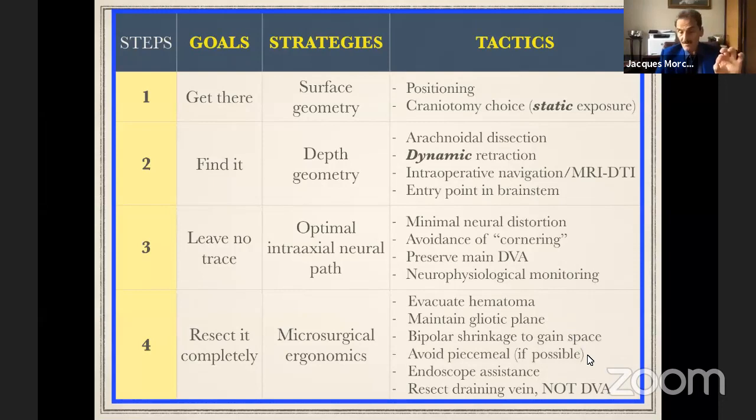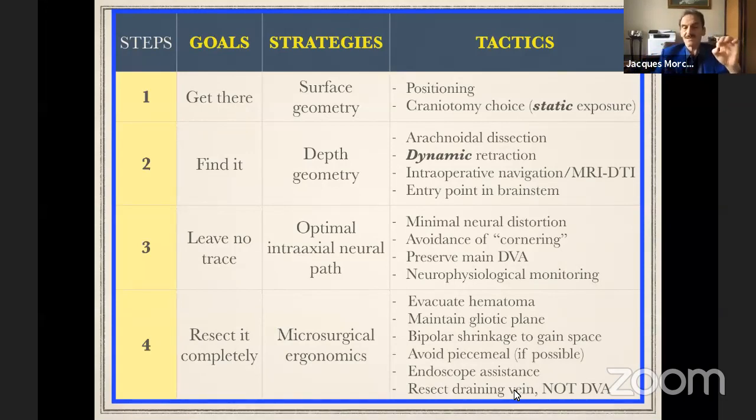The next one is important. When I say avoid piecemeal resection, well, you cannot avoid it if it's a huge lesion, but if it's a manageable lesion, if you try to keep it all in one piece, you can assure yourself you took it all out when possible. I often use the endoscope at the end of resection for endoscope assistance within a cavity if I cannot see around the corner.